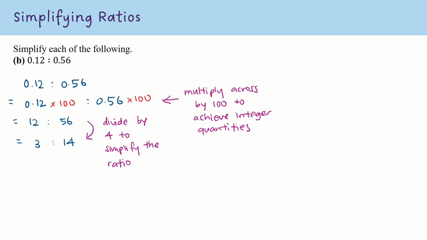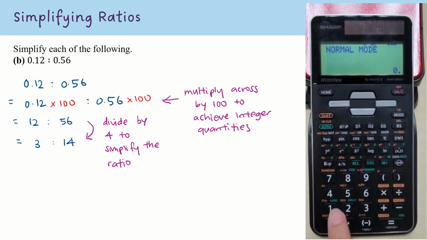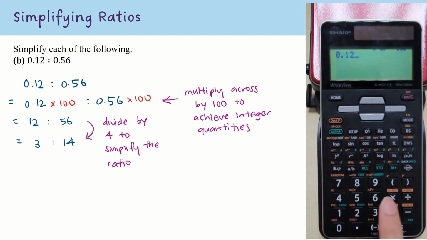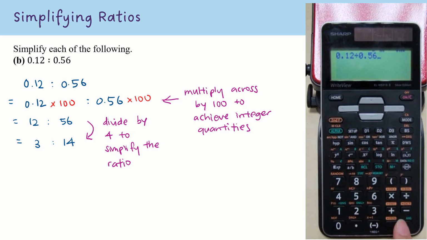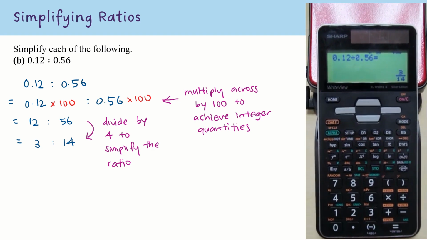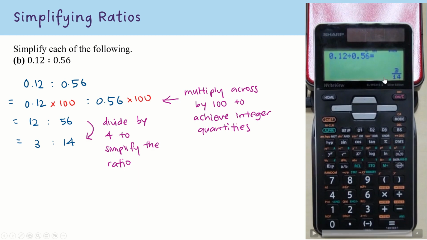So likewise, we are able to use a calculator to help us in simplifying this ratio. So we will press into our calculator 0.12 divide by 0.56. And then we observe that in our calculator, we get the value of 3 over 14. And we re-express this fraction of 3 over 14 into our equivalent ratio form, and that will be 3 is to 14. Therefore, using our calculator, we can use it to help us to simplify this ratio 0.12 is to 0.56.